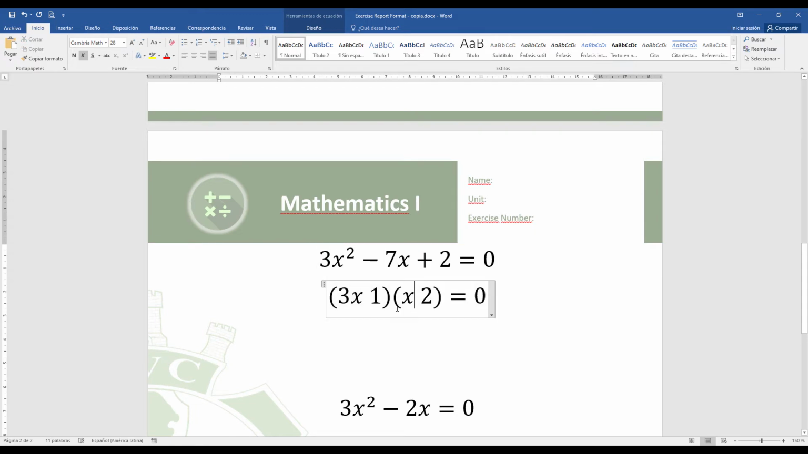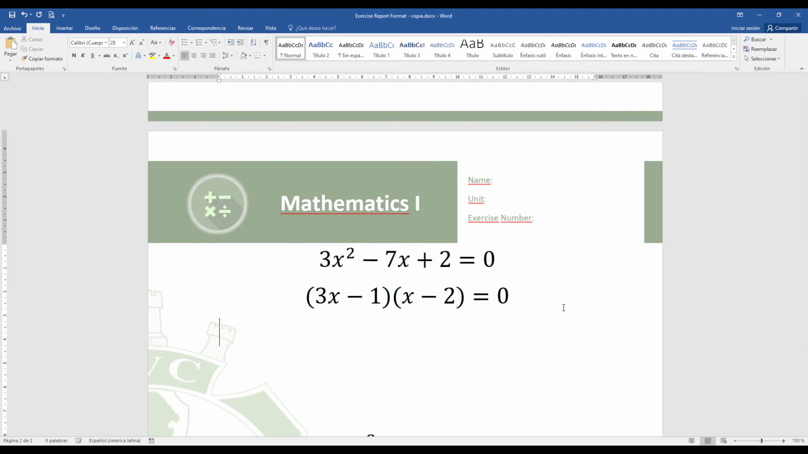Now, for example, here you need to check if that multiplication gives you -7. 3 times 2 is 6, and 1 times 1 is 1. 6 and 1 is 7, so you can get that, but remember it's -7, so this is minus and minus. And -1 times -2 is +2. It's correct here. Now you only need to separate every factor.